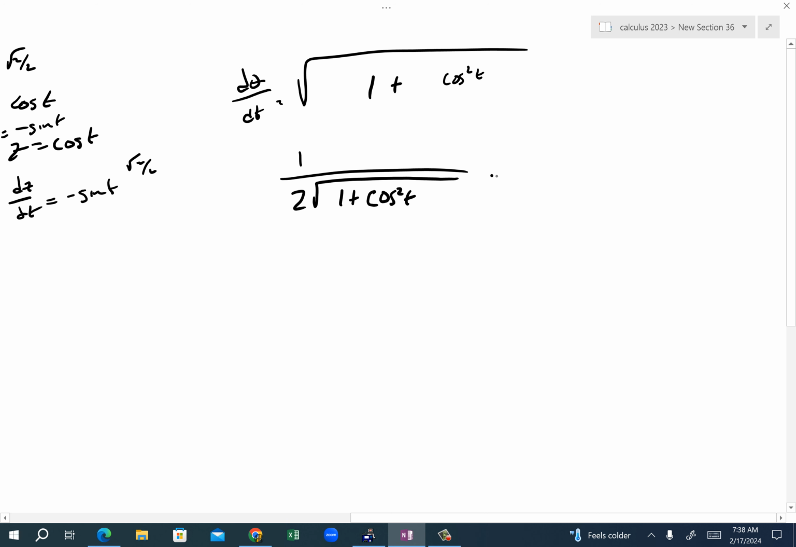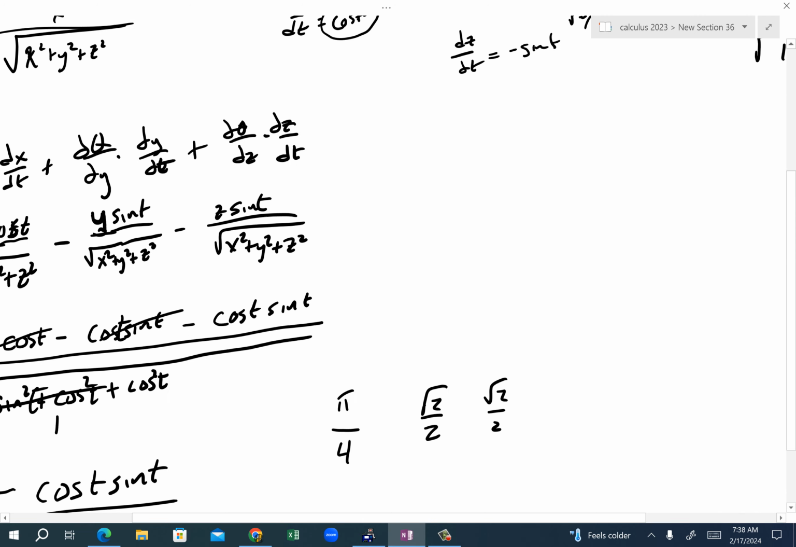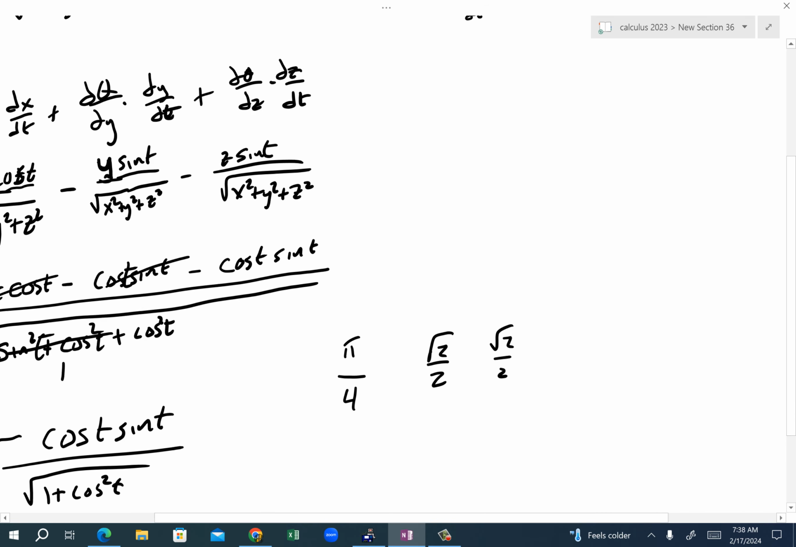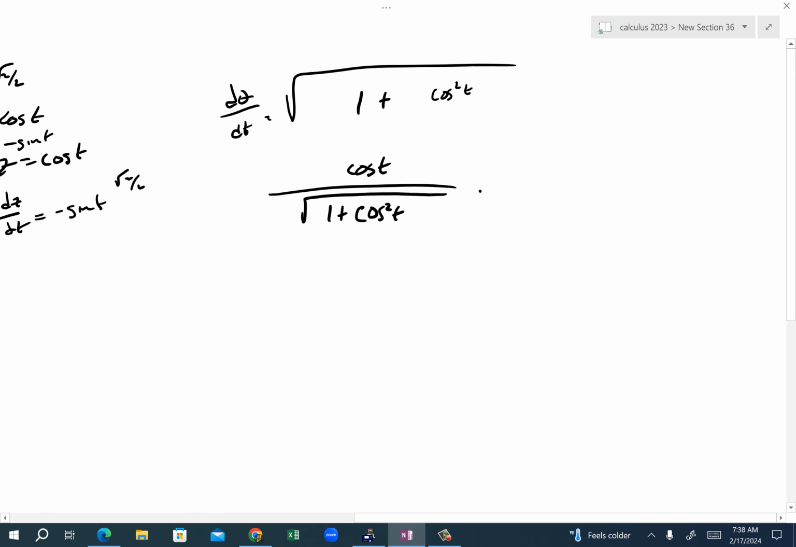Times the derivative of this, which is 2 cosine t. So derivative of the outside times the inside, so that's what you have on top. Is that what I ended up with down here? No. No, but we're not done yet. So that would be square root of 2 over 2, and the bottom you'd have square root of 3 over 2.